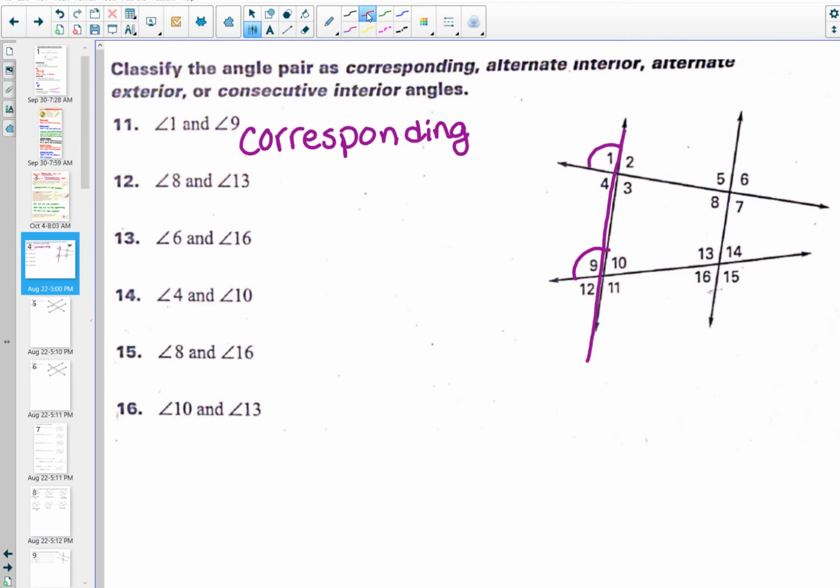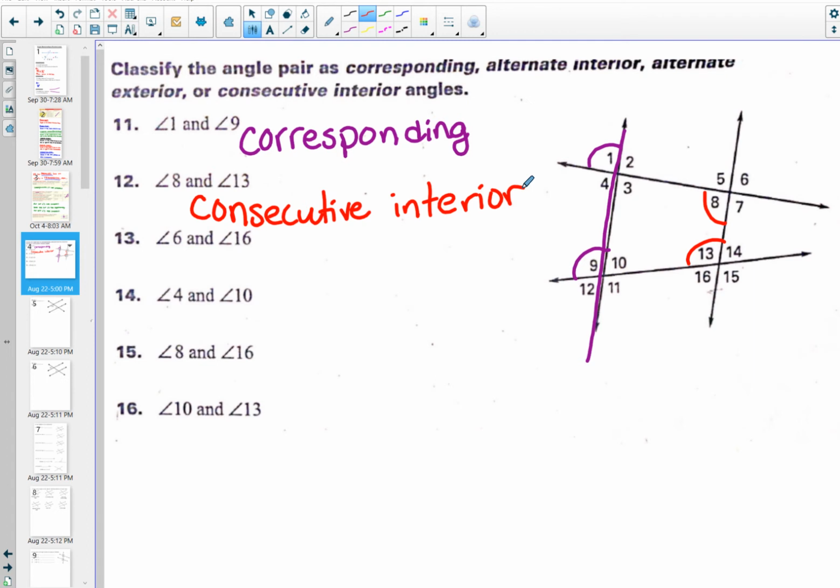Let's look at 8 and 13. Do we see where angles 8 and 13 are? Very good. What type of angles do I have? Are they corresponding, alternate interior, alternate exterior, or consecutive interior? Consecutive interior. And remember, some people are going to call it same side interior, some call it consecutive. It means the same thing.